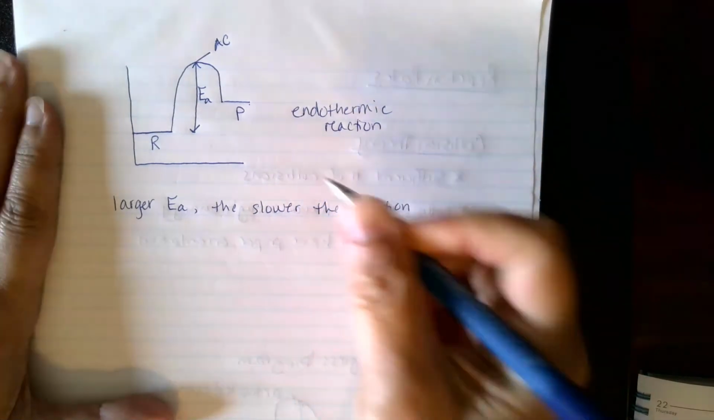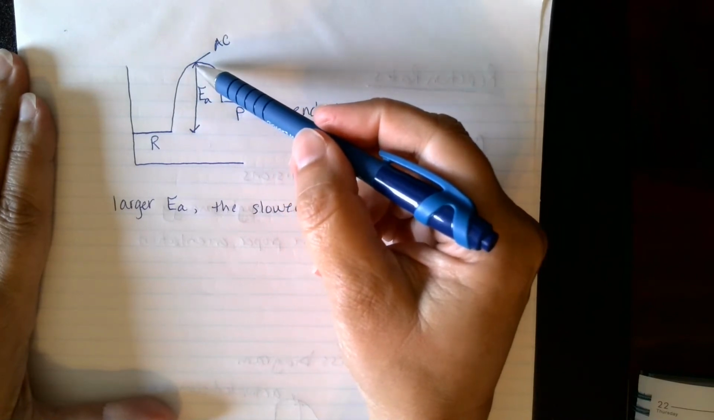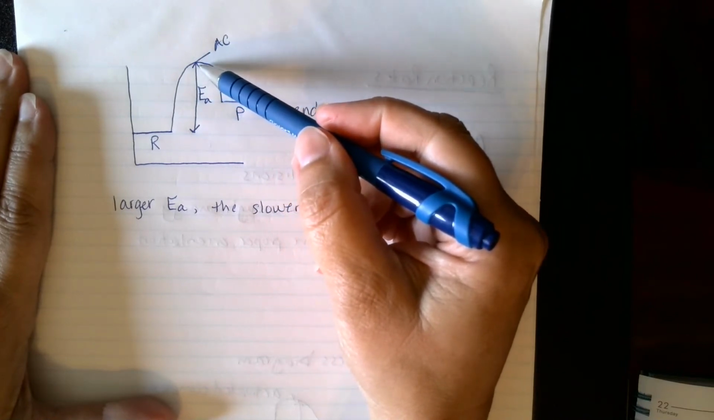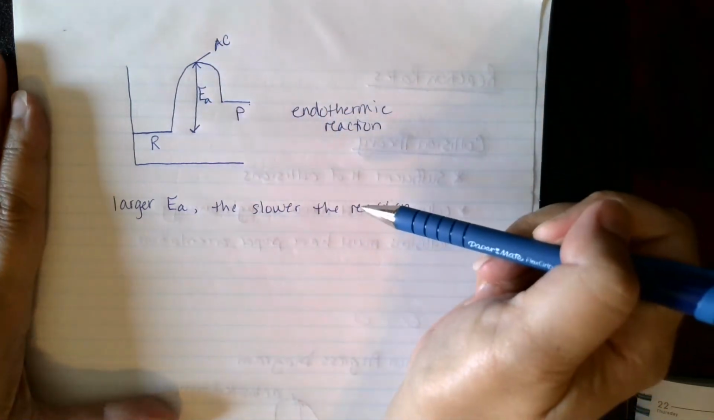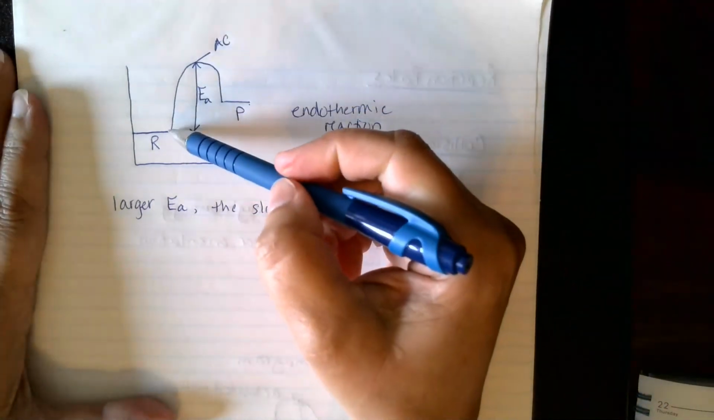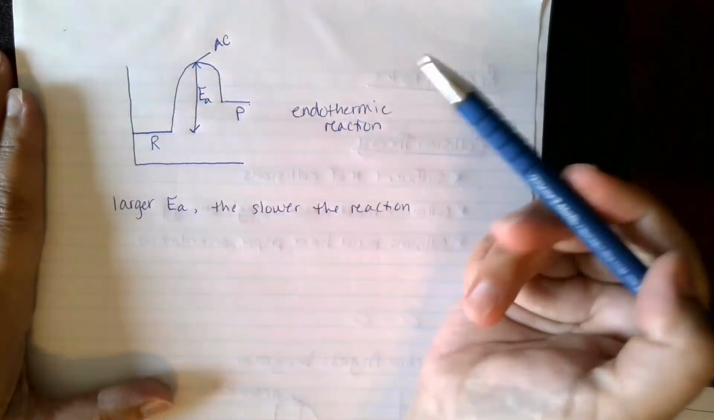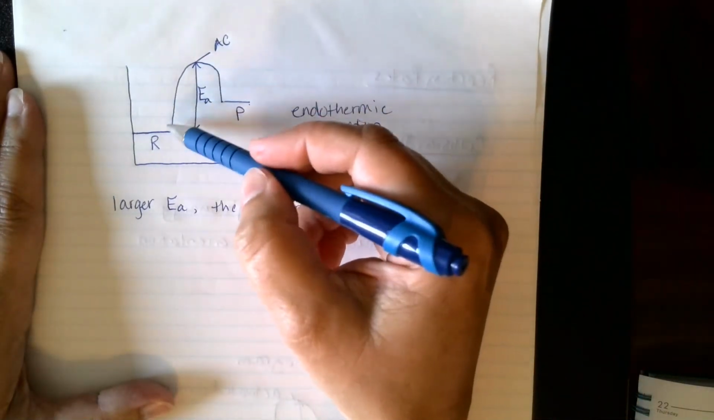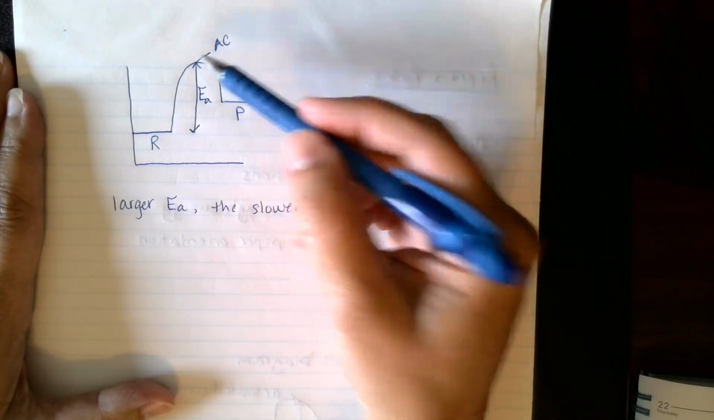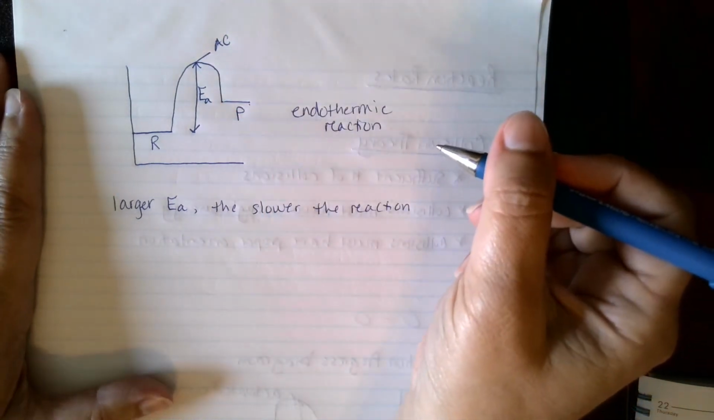Think about riding your bike up a hill. If that hill is really, really tall, it's going to take you a long time to get over that hill. So that means it's going to take longer, which means the slower the reaction. If you have a very small hill, then you're going to be able to ride your bike up that hill really quickly, so the reaction is going to be quicker. So I can tell by the size of that hill between the reactants and the activated complex how quickly that reaction takes place. Because remember, that's the amount of energy that has to be overcome for that reaction to occur.